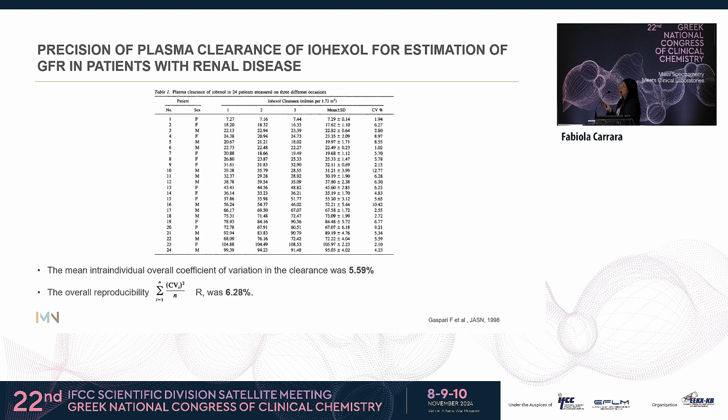We also evaluated the precision of the procedure, not of the method, but the overall reproducibility of the procedure. After determination of plasma clearance of iohexol in 24 patients, measured on 3 different occasions, we obtained this coefficient of variation, and this is the mean. The overall reproducibility is very, very good.